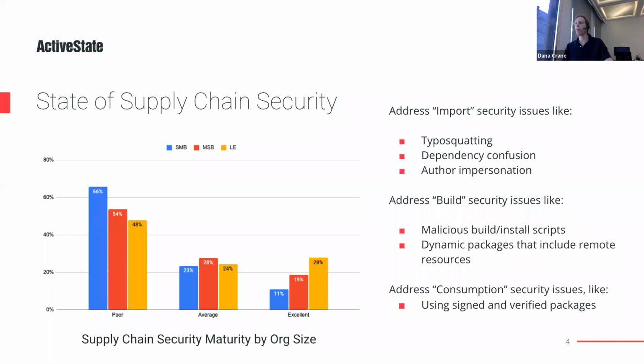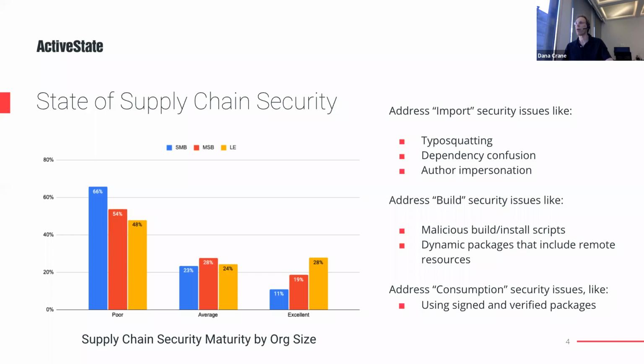The way that we determined this was we asked them a number of different questions around how they import open source software into their organization, how they build that software, and then how they consume it when they're building their own software. And when it comes to things like import security, we asked about typical vectors, such as typosquatting, when somebody has created a malicious package that's named similar to a very popular package, such as Python request versus requests, for example.